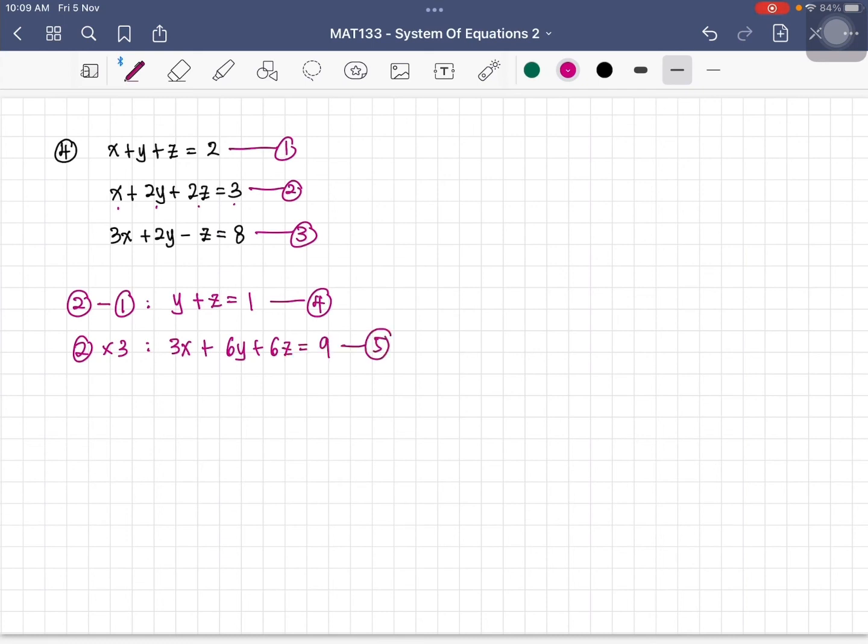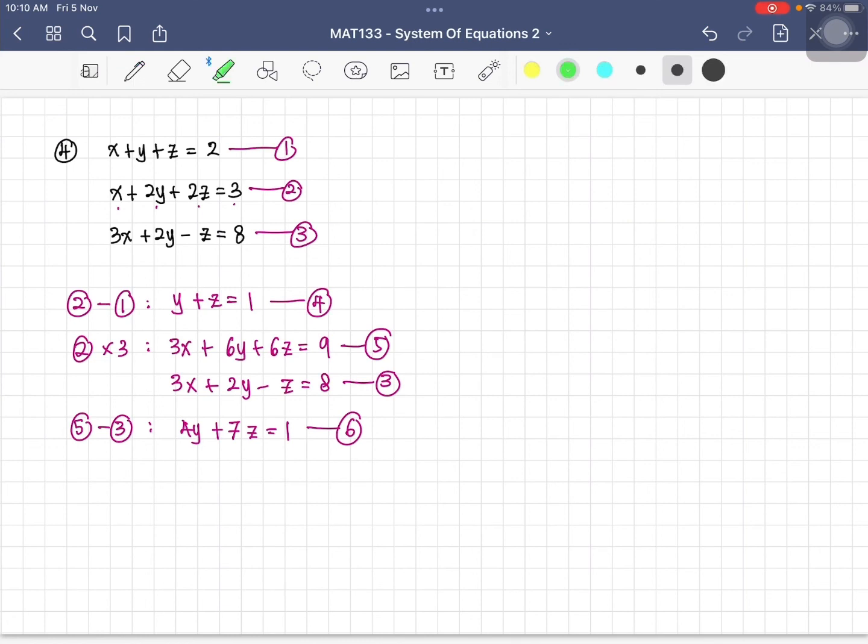Now I want to consider equation number 5 with equation number 3, which is 3x plus 2y minus z equals 8. To eliminate x, I subtract equation number 3 from 5. So I have 5 minus 3. Therefore, 3x minus 3x gives me 0, 6y minus 2y gives me 4y, and 6z minus negative z gives me a positive 7z. This is equal to 1. So this is equation number 6.